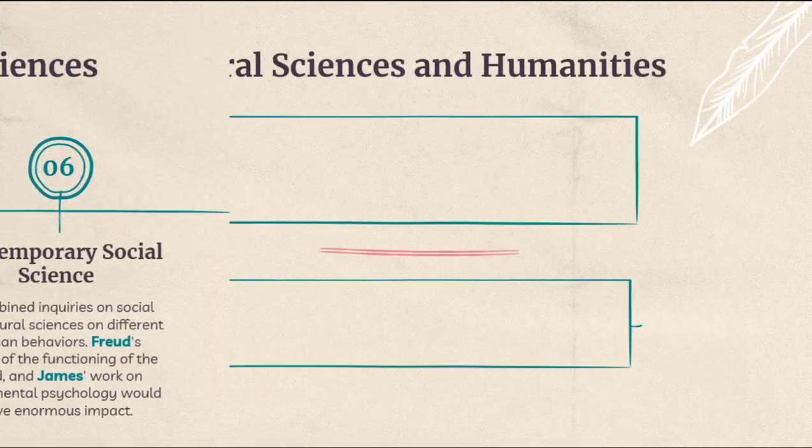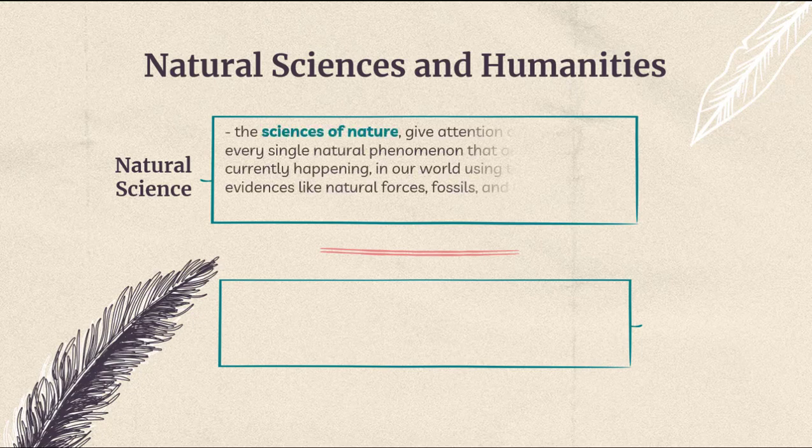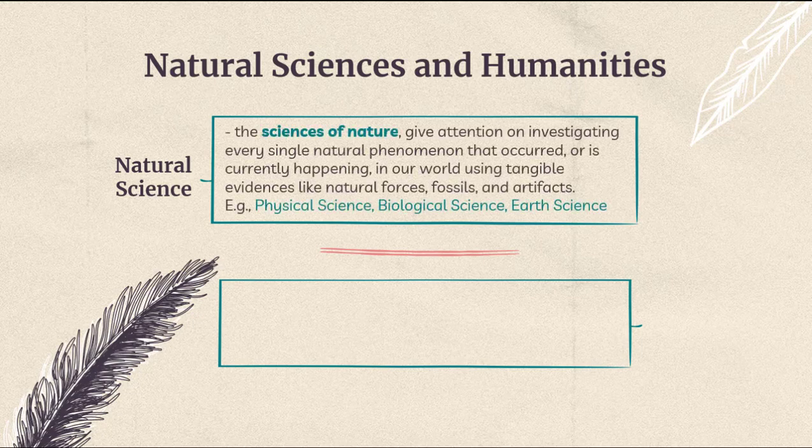Before we differentiate social sciences from natural sciences and humanities, let us first discuss what are natural sciences and humanities. Natural sciences, or the sciences of nature, give attention to investigating every single natural phenomenon that occurred, or is currently happening, in our world using tangible evidences like natural forces, fossils, and artifacts. These are events that are tangible and are continuously experienced and observed in our world. Some of the fields under natural sciences are physical sciences, biological sciences, and earth sciences.